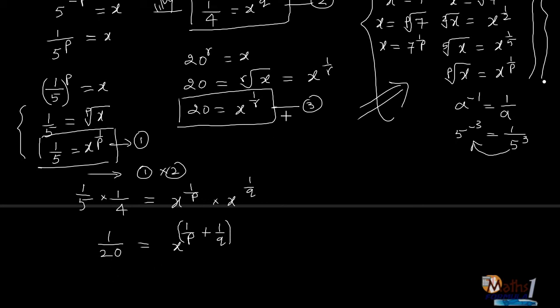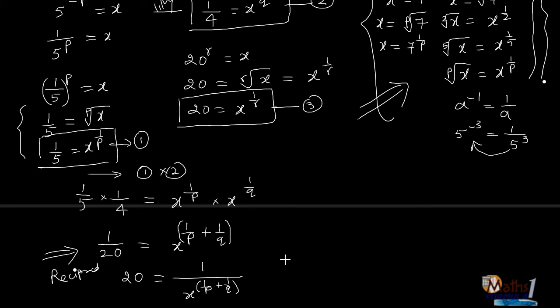If you look at my third question, I have only 20. I don't have a reciprocal of 20. But here, it's the reciprocal of 20. So what we need is 20 equals to. Then only I can compare the equation I'm going to get with the third equation. So take the reciprocal here. If I take the reciprocal, this will be 20, and this will be 1 divided by x to the power 1 by p plus 1 by q.